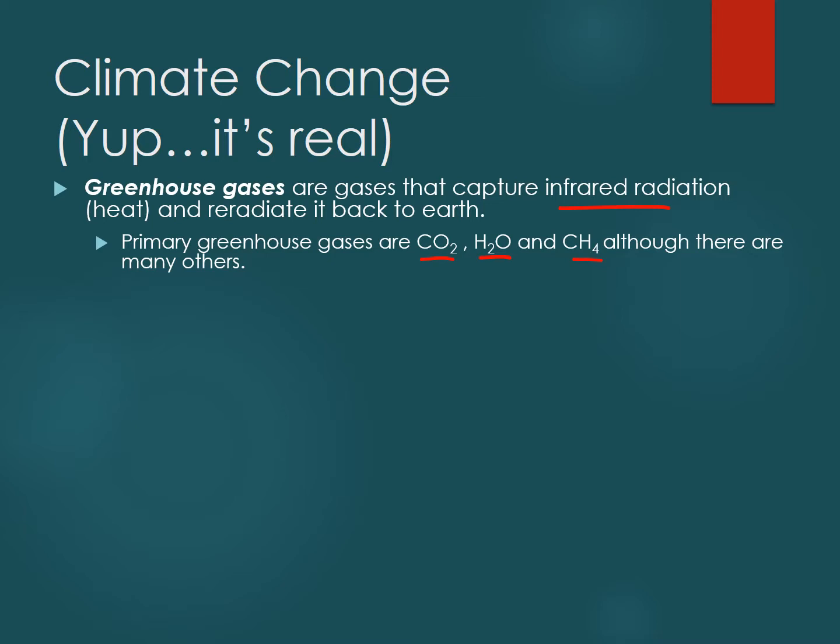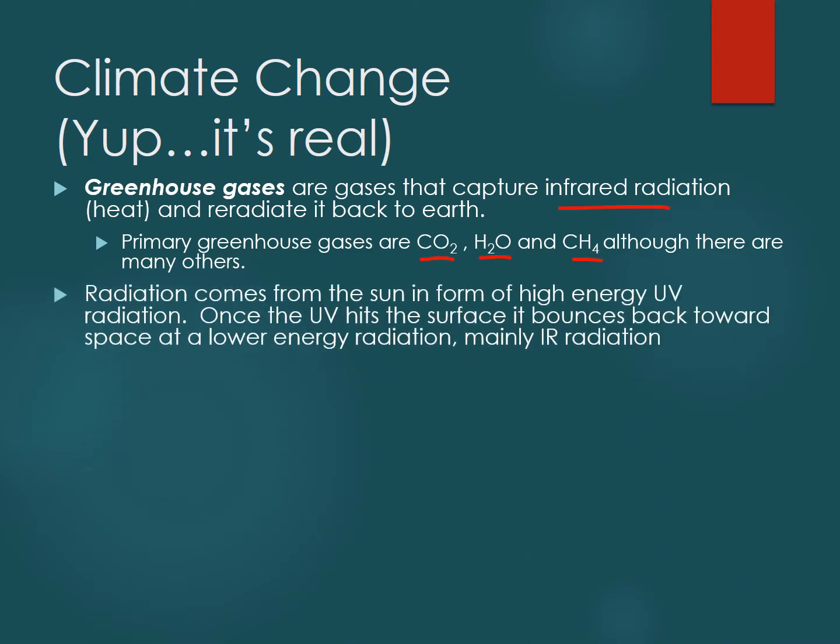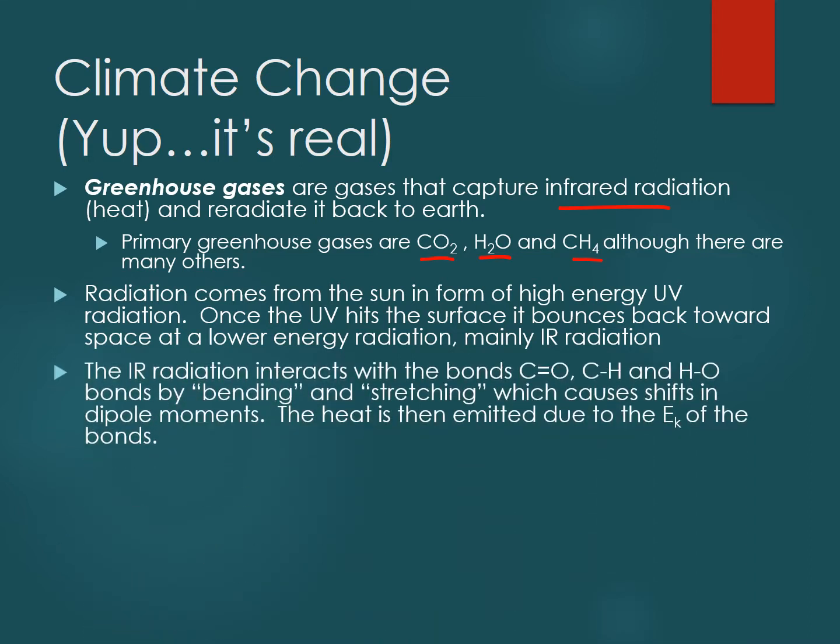Really, any molecule that has polar bonds in it will have the ability to absorb infrared radiation. Right? So radiation will come in from the sun in the form of high energy UV radiation. Now really there's a whole mix of different wavelengths, but it does come in as UV. That's what gives you a sunburn. Now once the ultraviolet radiation hits the surface, it will bounce back towards space at a lower energy, IR radiation. All right, so that infrared radiation can get trapped by those greenhouse gases and stay in the atmosphere.